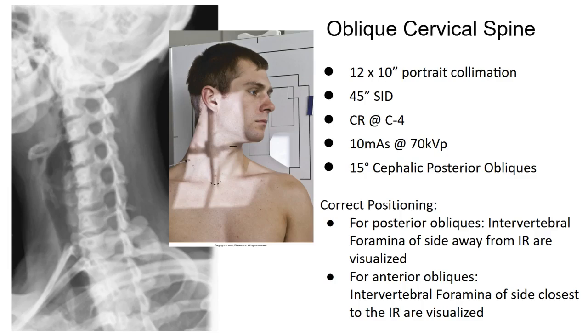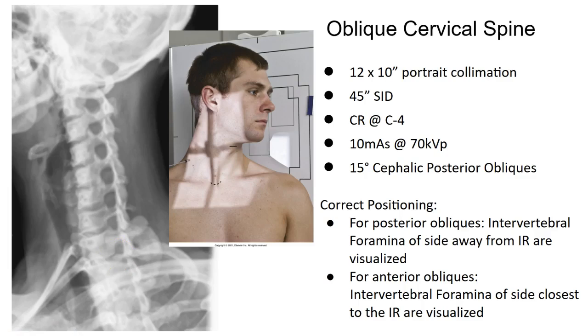Now, remember, when we do oblique C-spines, we are visualizing the intervertebral foramina. Notice this patient is in an LPO. So when you position your patient in posterior obliques, you are seeing the foramina away from the image receptor. So if this patient's in an LPO, we're seeing his right foramina. This patient is in an RPO, we're seeing their left foramina. So you're always visualizing the side away from the image receptor.